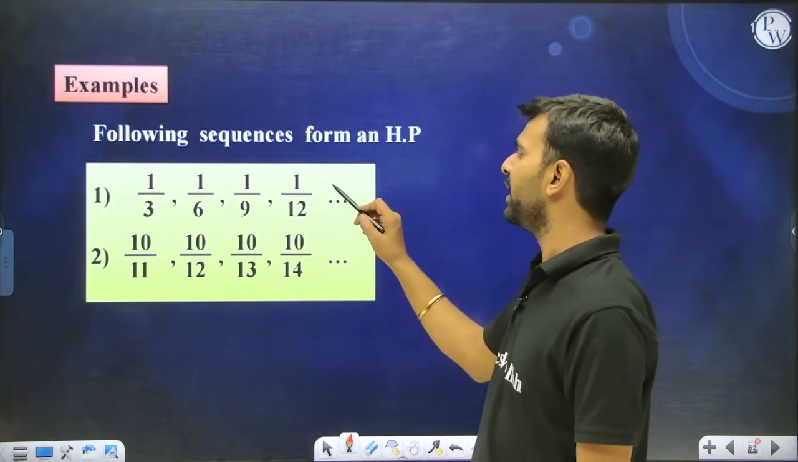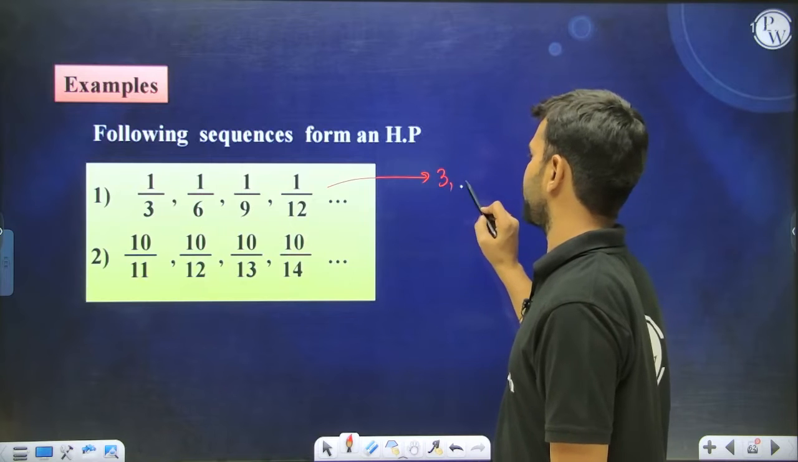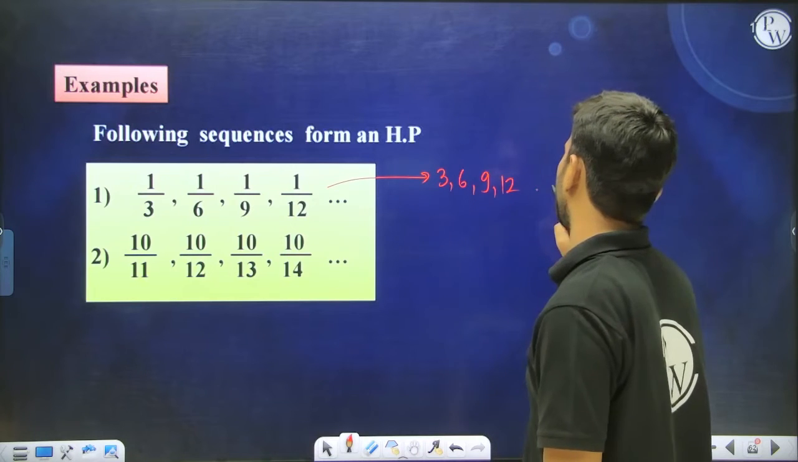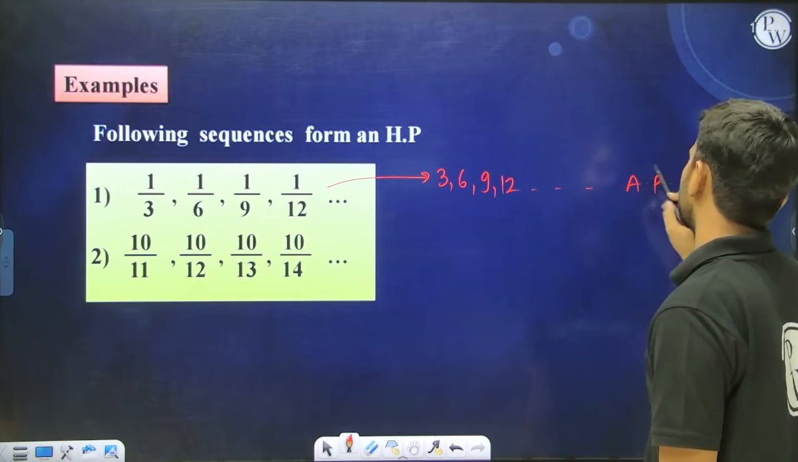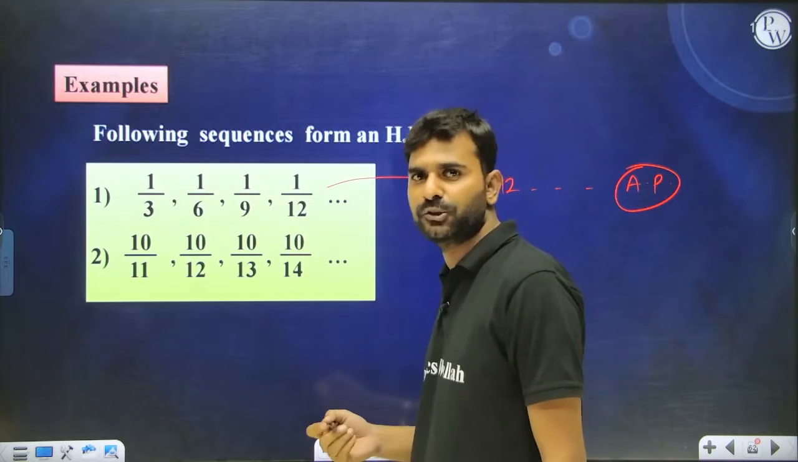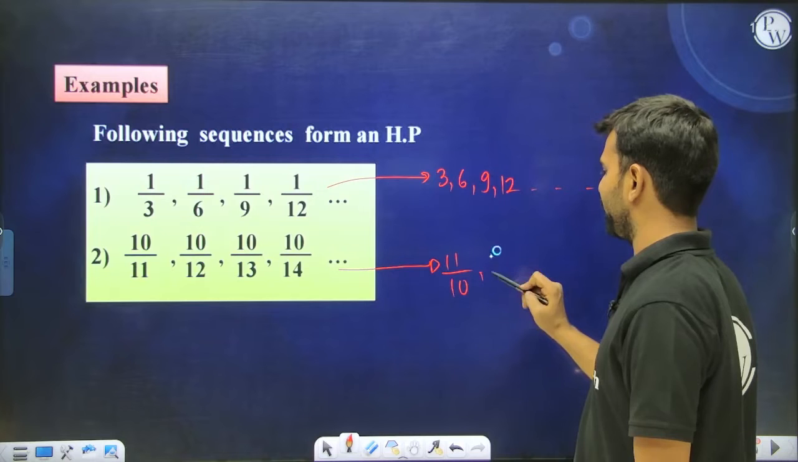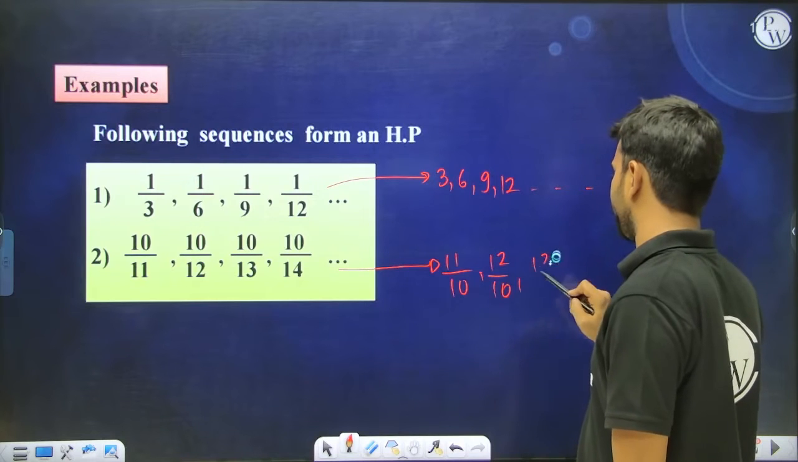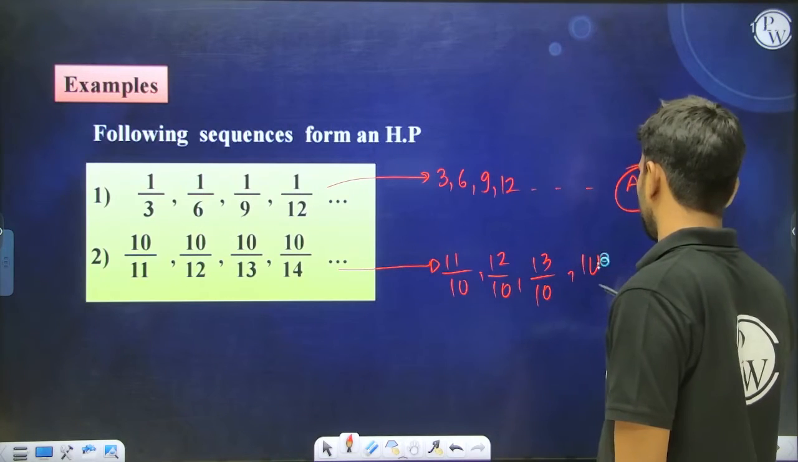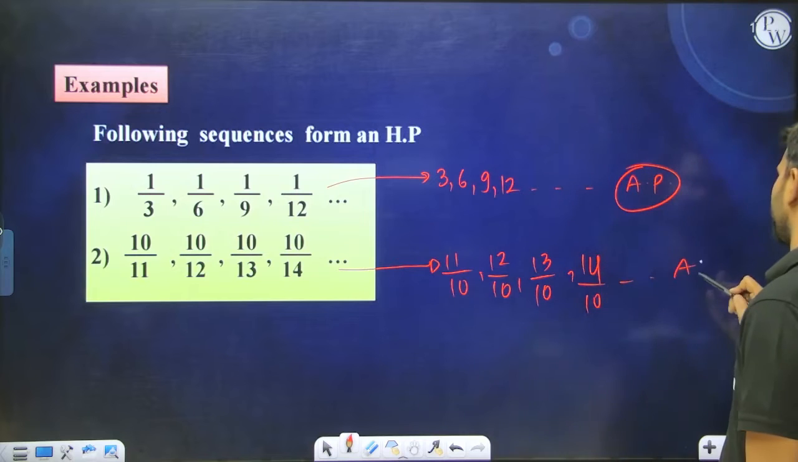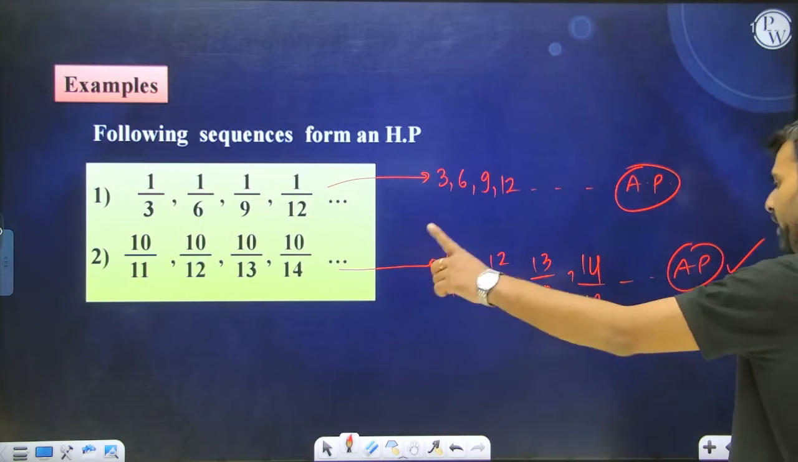Is this an HP? If we see the reciprocals of this, the reciprocals are going to be like this, which are forming an AP. That's why these following terms are going to form an HP. Talking about the reciprocals over here, 11 by 10, 12 by 10, 13 by 10, 14 by 10 and so on. So this is forming an AP, that's why their reciprocals are going to form an HP.